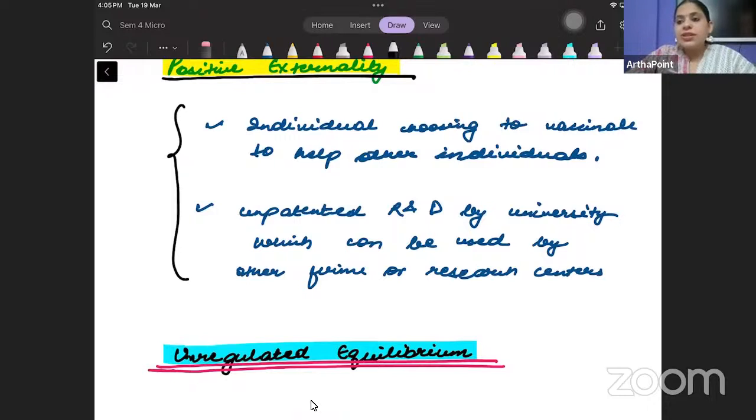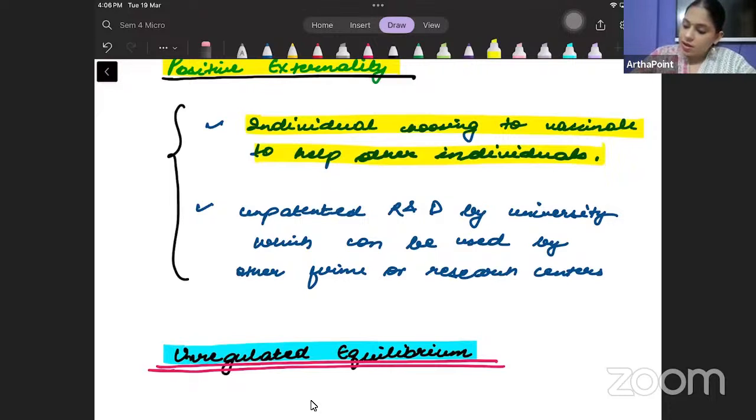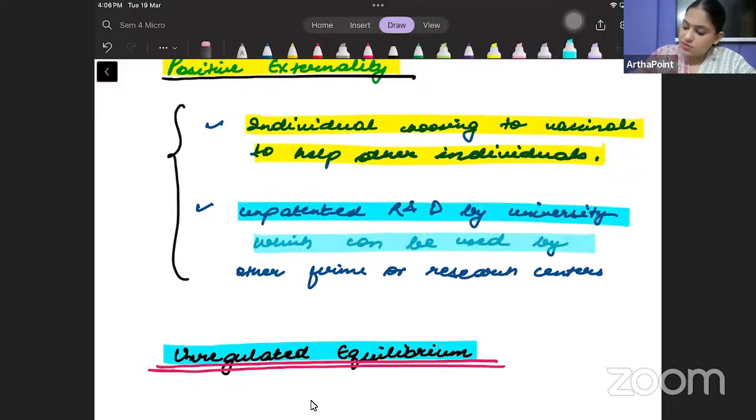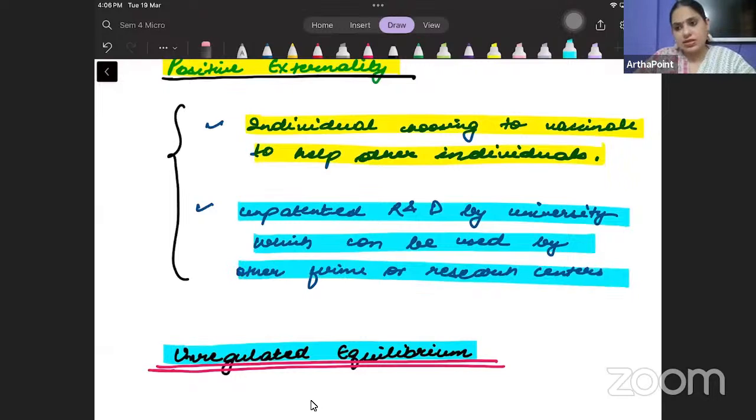Similarly, imagine that बेटा I did some R&D. मैंने किसी एक चीज पे बहुत ज्यादा रिसर्च की है. And after doing research, after doing R&D, I did not patent it. मैंने उस पे patent right नहीं लिया. I just kept it openly for everyone to use. Then I am creating a positive externality. I am helping others use a better technology, right? So this is an example of positive externality. So these two examples are given here, beta. Individual choosing to vaccinate to help other individuals. Unpatented R&D by university, which can be used by other firms or research centers, right?